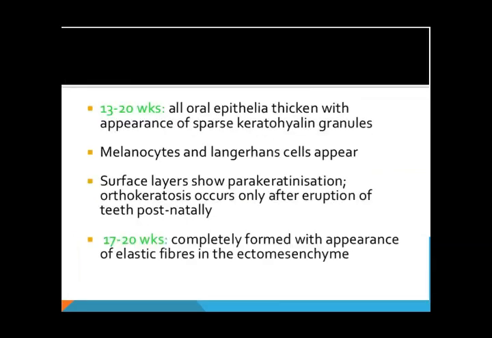At 13 to 20 weeks, all oral epithelia thicken with the appearance of sparse keratohyalin granules. Melanocytes and Langerhans cells appear. Surface layers show parakeratinization. Orthokeratinization occurs only after eruption of teeth postnatally. At 17 to 20 weeks, the mucosa is completely formed with the appearance of elastic fibers in the ectomesenchyme.